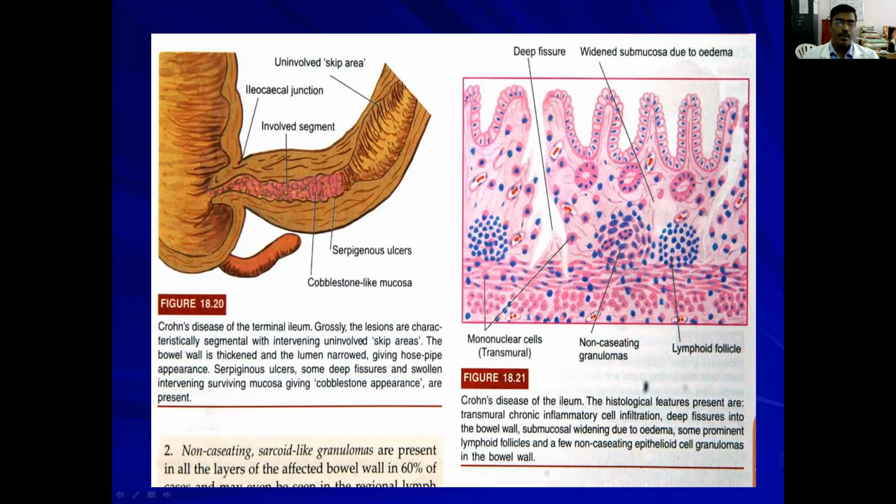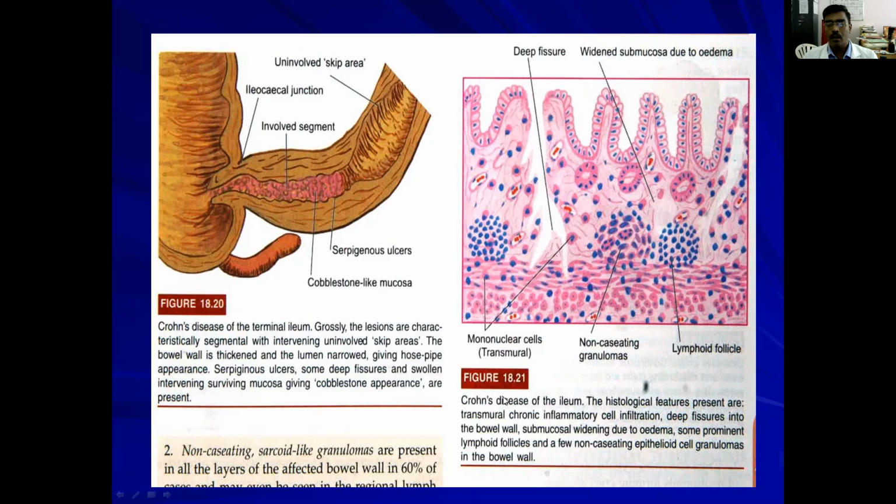Sometimes serpiginous ulcers are seen, which are more common. The deep fissures and swollen intervening mucosa give you a cobblestone appearance, which is a common finding in Crohn's disease. So cobblestone appearance, skip lesions, and serpiginous ulcers are the most common findings in Crohn's disease. That is the gross appearance.